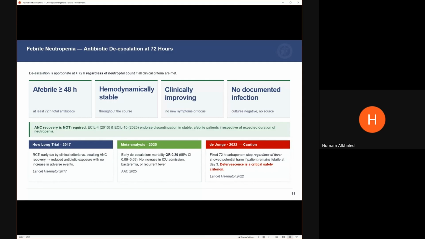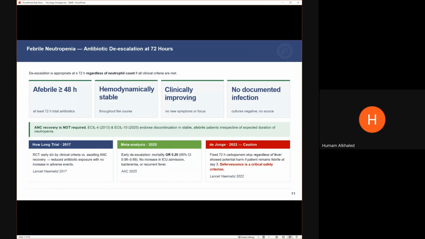And there are 3 papers that I want to highlight. The first one that came out in 2017 is called the How Long trial, and it focused on patients with acute leukemias. It's a randomized controlled trial, and it showed that stopping by the clinical criteria that we talked about, instead of waiting for ANC recovery, reduced antibiotic use with no worse outcome. So there was no increase in mortality.